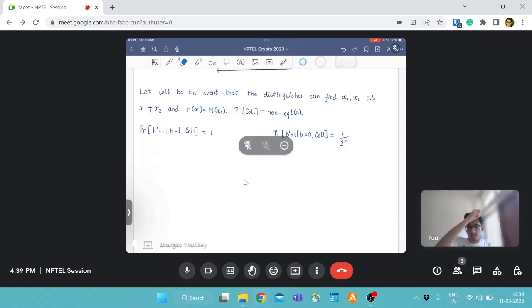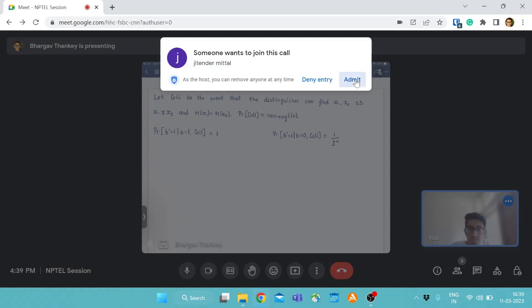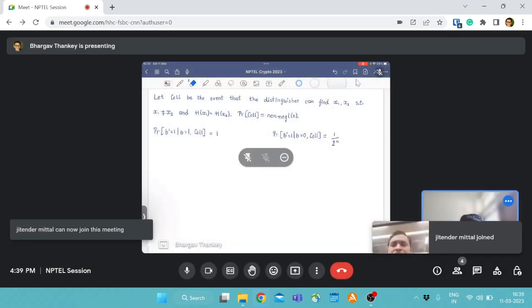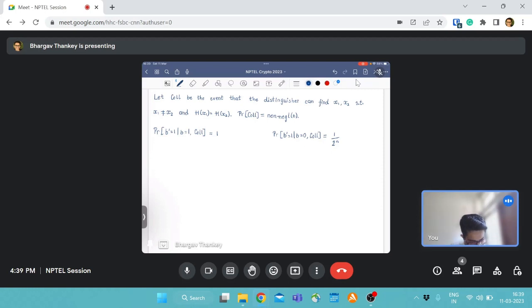Yeah, sorry about that. As I was saying, conditioned on collision happening, the probability of the distinguisher succeeding is large. But we want to analyze this in general. What we are interested in is this quantity. Sorry, not collision, but just this.